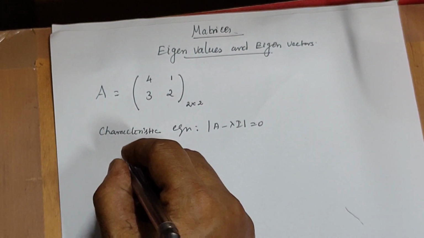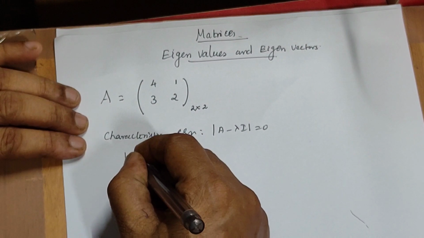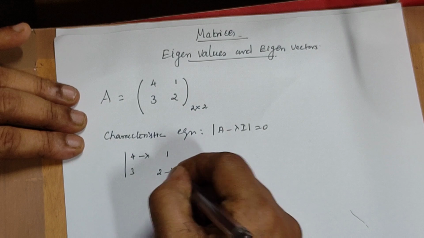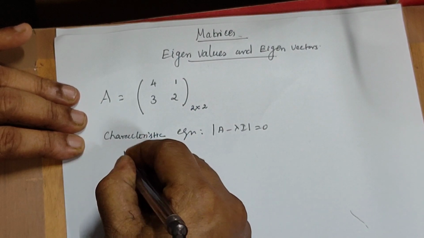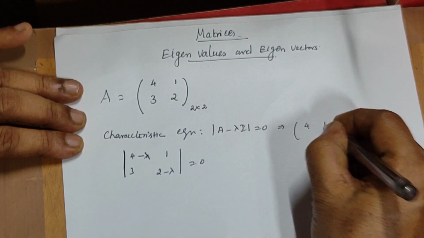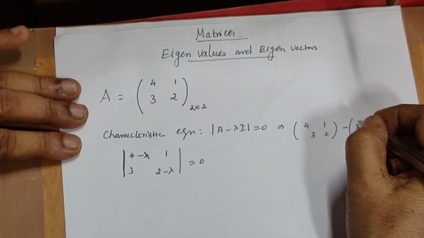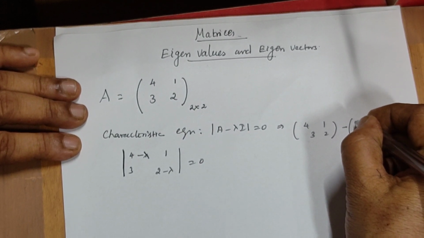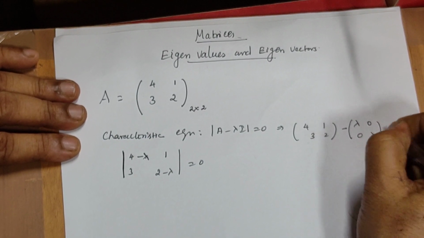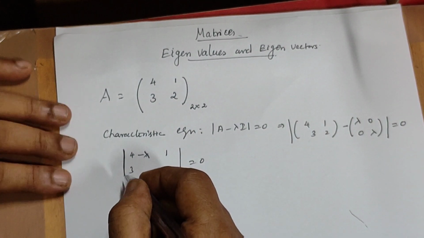So that is nothing but the determinant. You know the matrix A. So that is the determinant of 4 minus lambda, 1, 3, 2 minus lambda equal to 0. This is actually the matrix A, that is 4, 1, 3, 2, minus lambda I. You know that I is a unit matrix, I2, of order 2. So you'll get it as lambda 0, 0 lambda, and for that we are taking the determinant. So that's given by this.